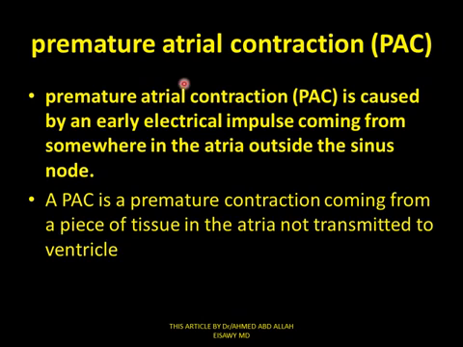What we mean by premature atrial contraction, PAC. Premature atrial contraction is caused by an early electrical impulse coming from an area of tissue in the atrium, outside the sinus node, which controls normal heart rate, sequence and rhythm. PAC is a premature contraction coming from a piece of tissue in the atria, not transmitted to the ventricle, outside the sinus.